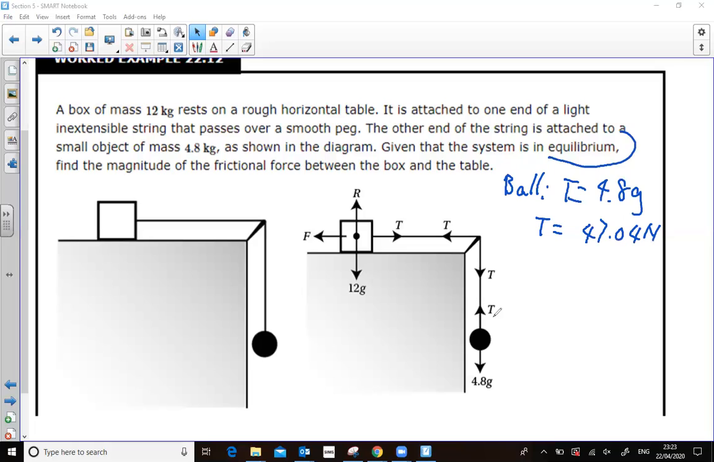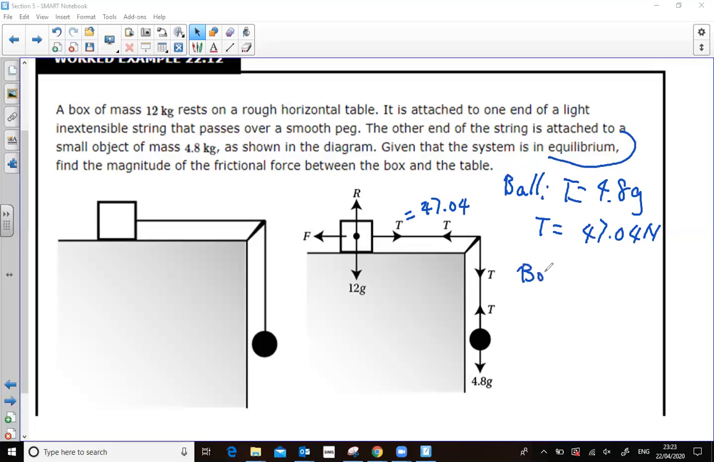So that's good news, because now we know that T is 47.04, so all the T's should equal the same. So the tension acting on the box will also be 47.04 newtons.